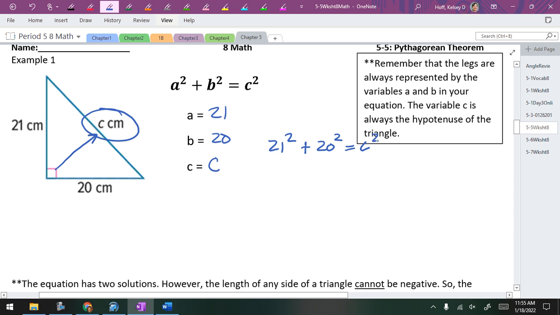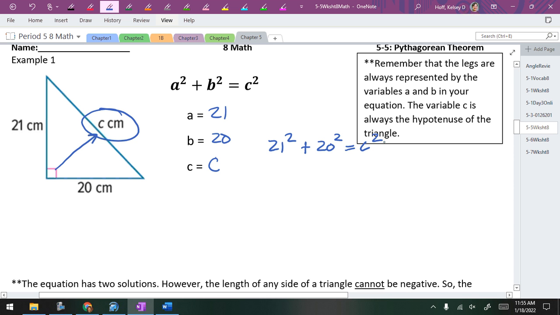C squared. Now we are going to solve an equation. We are going to solve for C, but we have to use our order of operations first. Think about what the order of operations are, and looking at what you have, what is the first thing I should do? Exponents. Nicely done, you guys.